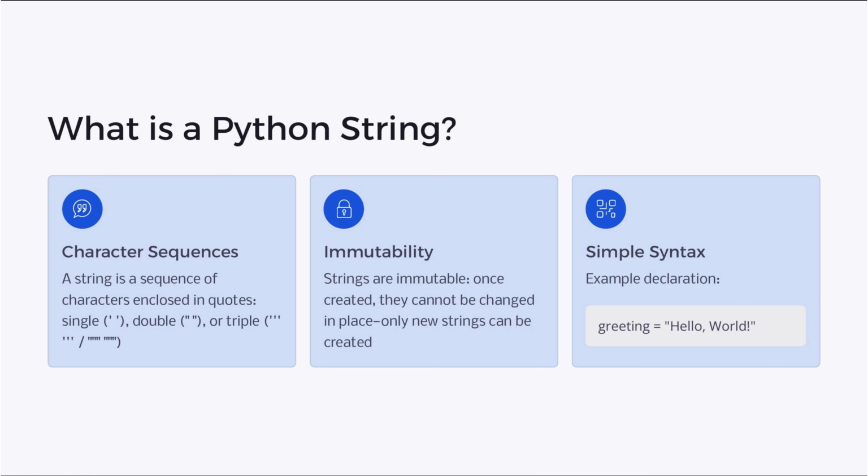A Python string is a sequence of characters enclosed in quotes, such as single quotes, double quotes, or triple quotes, three single quotes or three double quotes. Strings are immutable, meaning they cannot be altered in place. For example, greeting = "hello world" demonstrates simple string declaration.